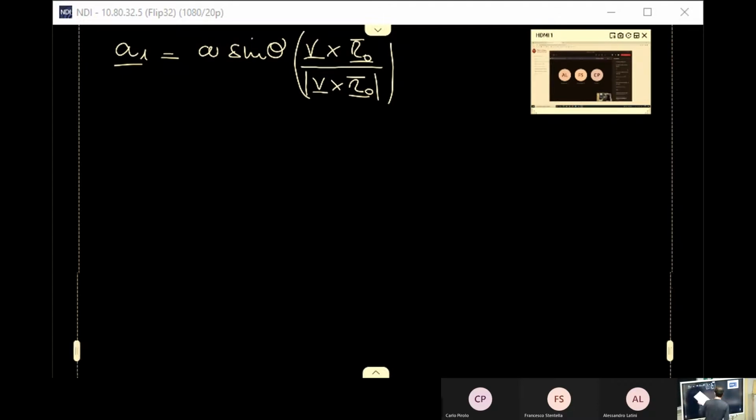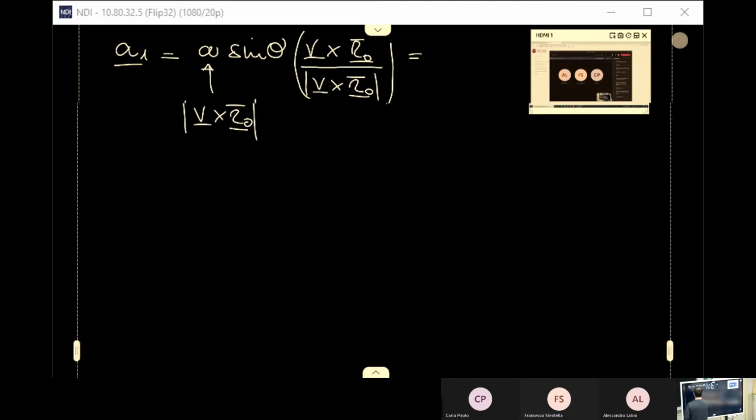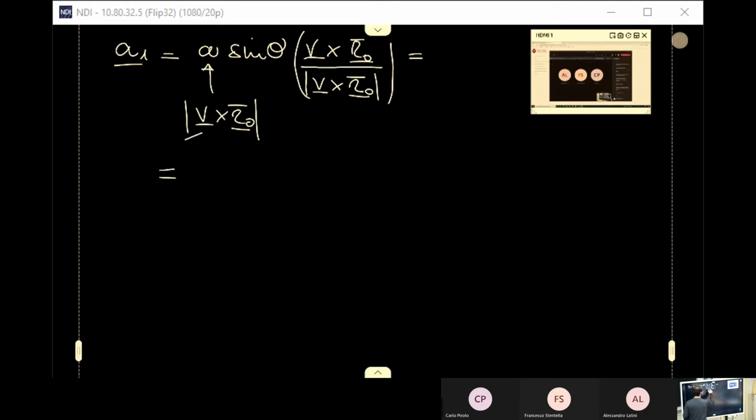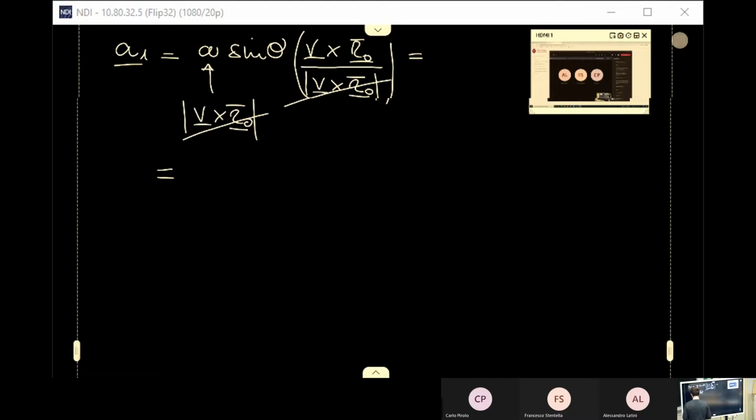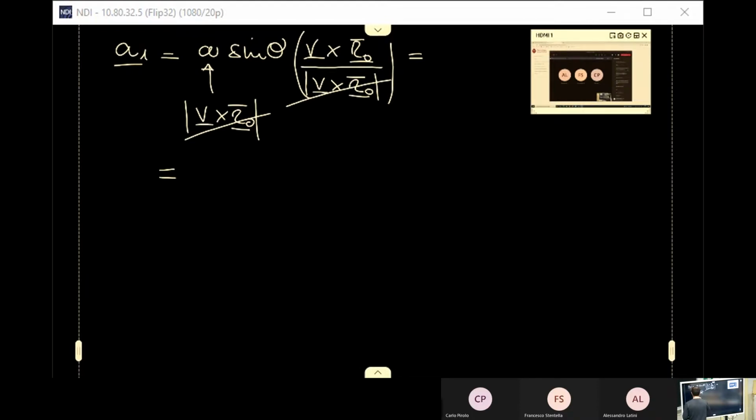All right, but now we remember that A, we just demonstrated, is the module of V times R0 over bar. So this can be simplified, and eventually we are left with what? With V times R0 multiplied by the sinus of theta. And this is the first result.